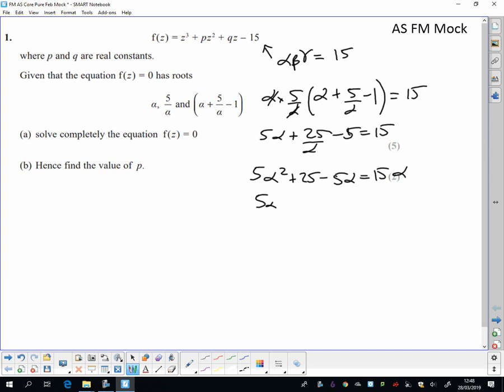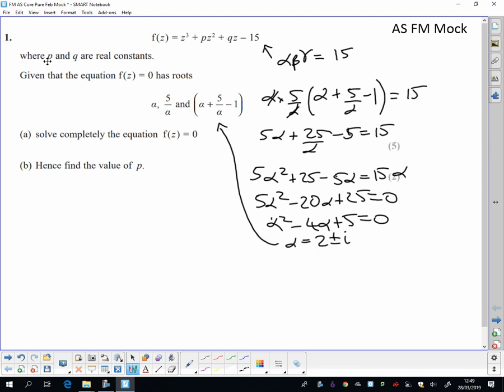And now I've got a quadratic, so I'm going to put everything on one side. Now that can actually be simplified by dividing by 5. But you can use your calculator to solve this now. So you can get to alpha equals 2 plus or minus i. Now all you're going to do is then sub that back into your roots.